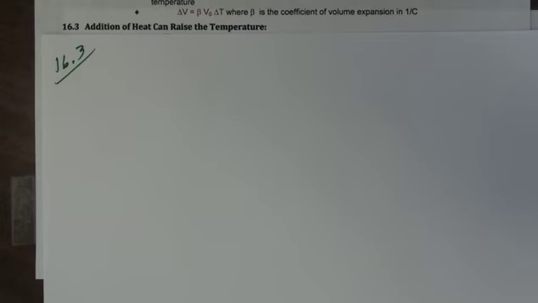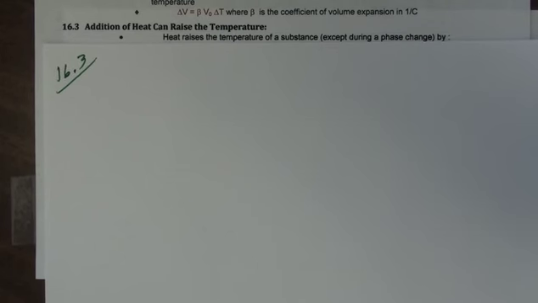volume or by length. But now we're going to look in this section, 16.3, at how we can add heat and raise the temperature also. Heat raises the temperatures of almost all substances except during a phase change. Now, a phase change is when you go from a solid to a liquid to a gas, or a gas to a plasma. Those are called phase changes.